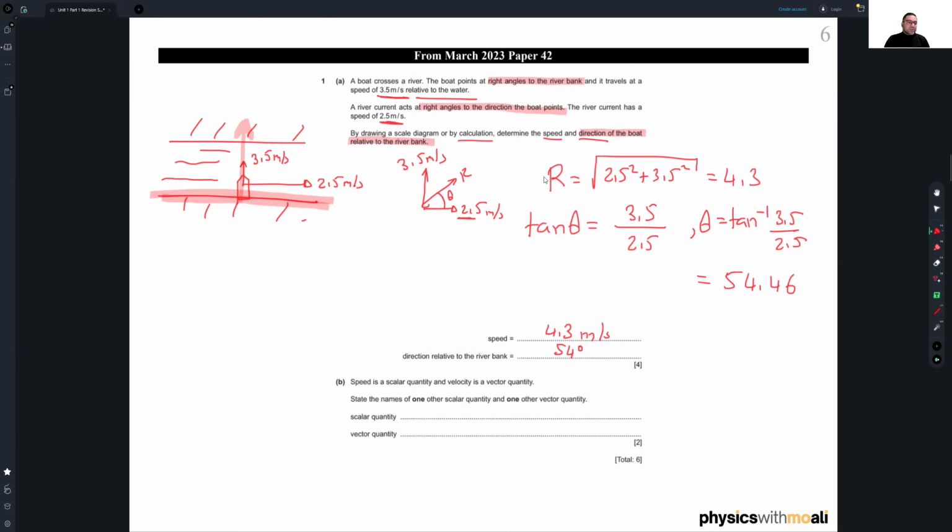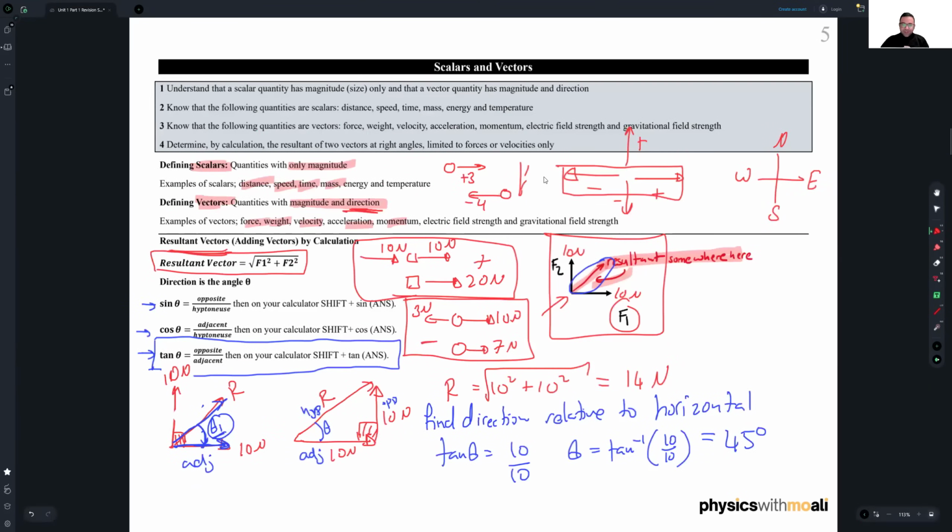Now, good question. Why is it always Pythagoras? Who said the forces are always perpendicular to each other? The syllabus. In 2023, the curriculum changed. And now any forces at angles to each other have to be at right angles. Determined by calculation the resultant of two vectors at right angles, limited to forces or velocity. Okay?